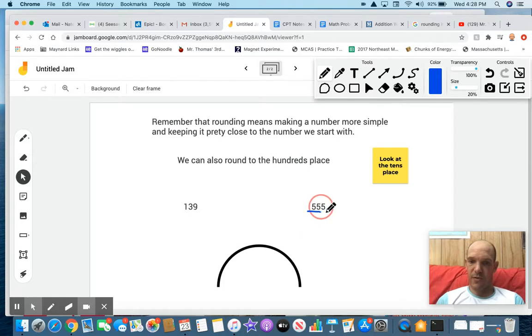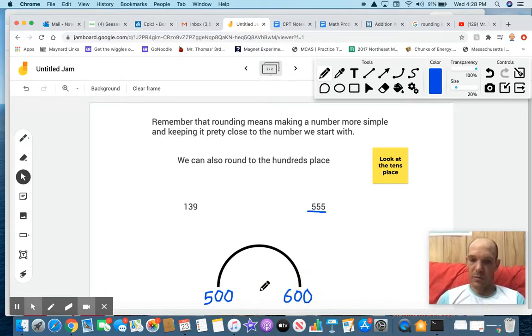Now we're going to do 555. The 100 below it is 500. You hear that when you say the number 555. So the 100 below is 500. And if you go to the next 100, if you're counting by hundreds, 100, 200, 300, 400, 500, 600 is the next 100. So I'm going to write 600 over here. In the middle between 500 and 600 is 550. 550 will be right in the middle. And we're almost done.